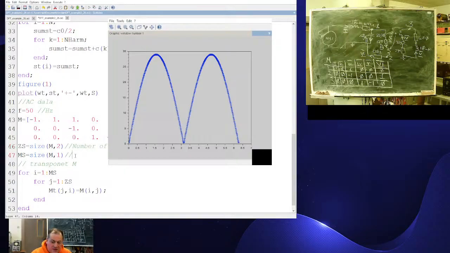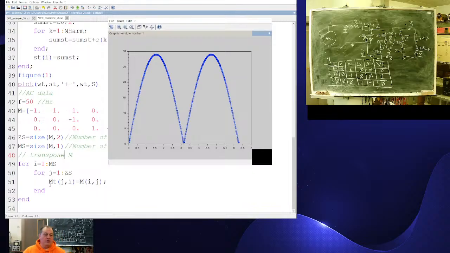MS, Latvian mezglu skaits, or number of nodes. I will need transposed M. You know what I mean, transpose matrix? When number of rows swaps with number of columns. Here is transpose of M. I did it with a very simple pair of cycles.